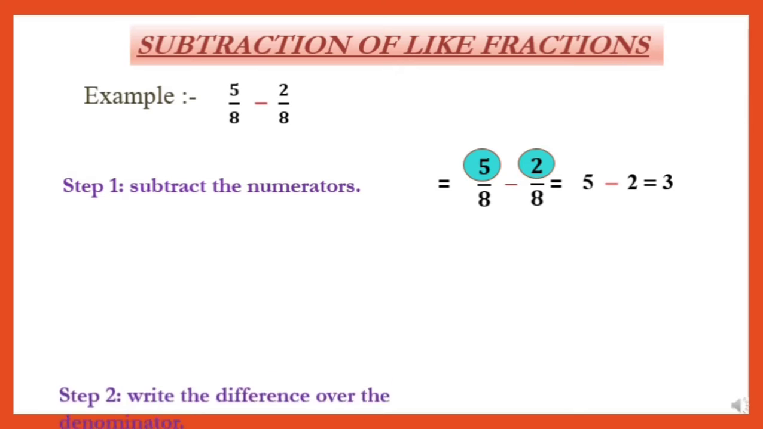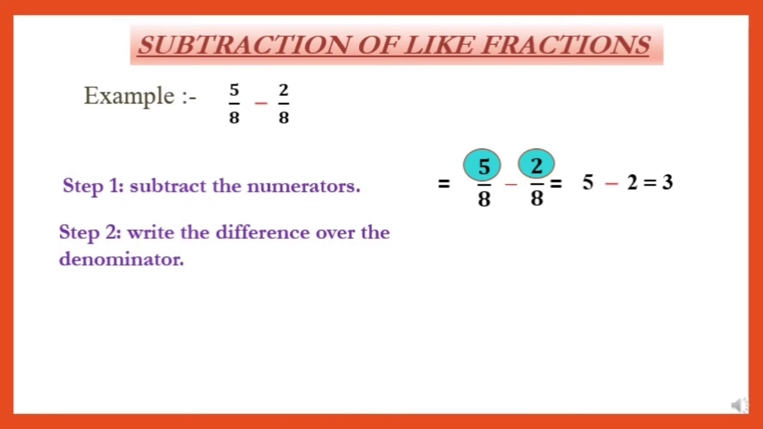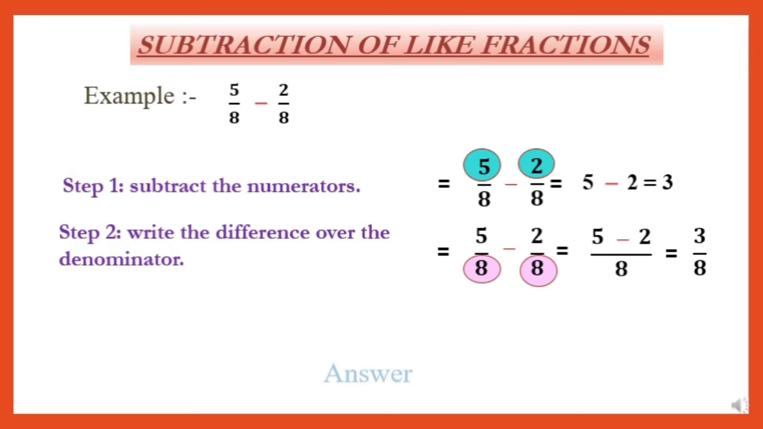Now, the second step is to write the difference over the denominator. So, 5 by 8 minus 2 by 8. Here, the denominator is 8. The denominator does not change, it remains the same. We will only subtract the numerators and write it over the denominator. So, here the numerators 5 minus 2 by 8 is equal to 3 by 8. So here we got the difference of fractions as 3 by 8.